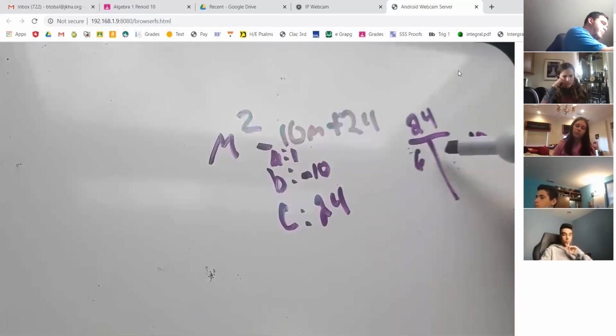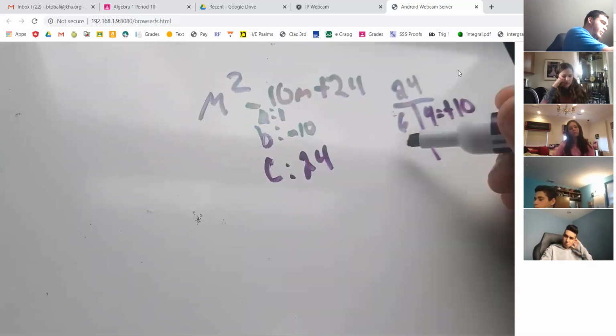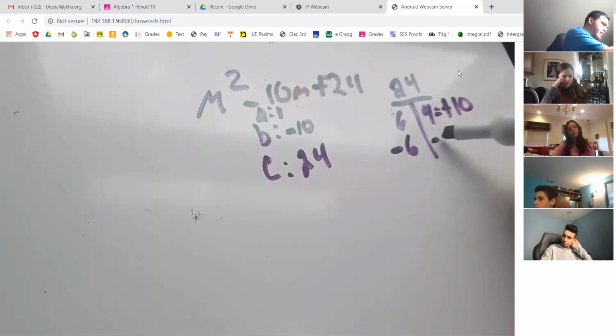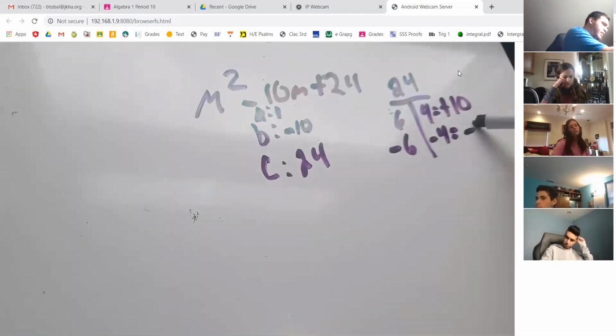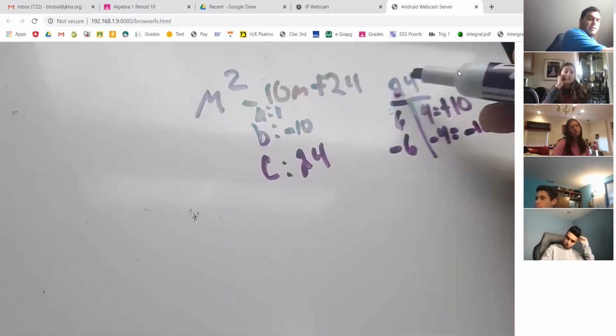Now, 6 and 4 add to positive 10. But that's not my goal. I'm looking for negative 10. So I have to use a double negative. So now negative 6 and negative 4, because that adds up to negative 10 while still multiplying to 24.